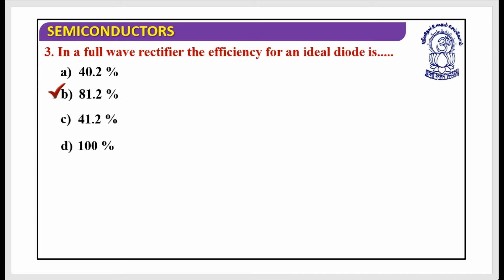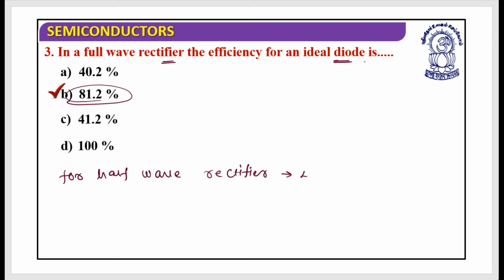Let's look at the third question. It says that in a full wave rectifier, the efficiency of an ideal diode is 81.2 percent. And if they ask me for a half wave rectifier, what is the efficiency? Yes, it is 40.6 percent. So the efficiency of a half wave rectifier is 40.6 percent, and for a full wave rectifier it is 81.2 percent. I hope you understood this. Great and well done. So I hope you are done with the half wave and full wave rectifier.